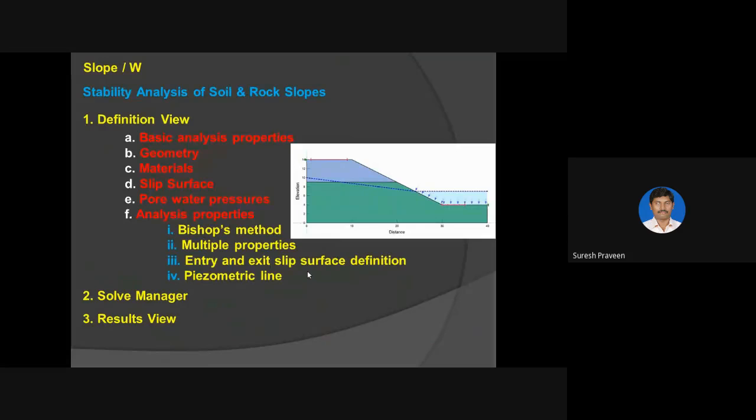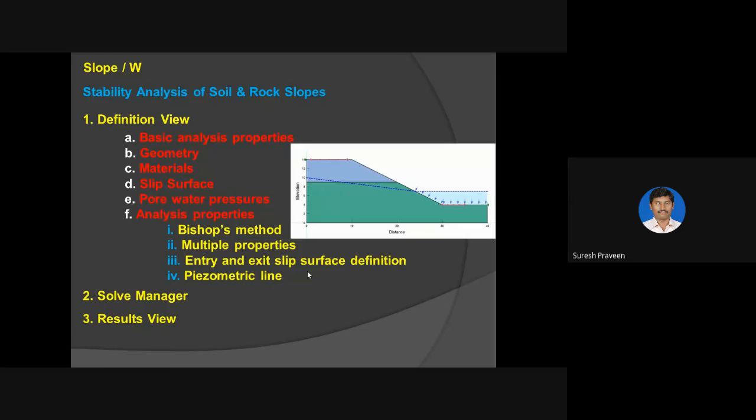So these are the general topics I will discuss in Slope/W, in the design of stability analysis of soil. First, the definition, which involves a set of the properties of the soil. In the definition, we set the properties of the soil or materials: selecting the basic analysis properties, drawing the model geometry, creating and assigning the material properties, defining the trial slope surfaces, and establishing the pore water pressure conditions. These things we will discuss in the definition.